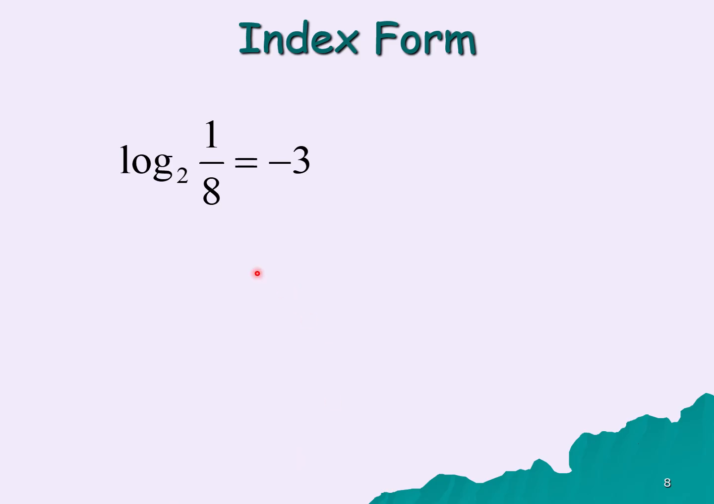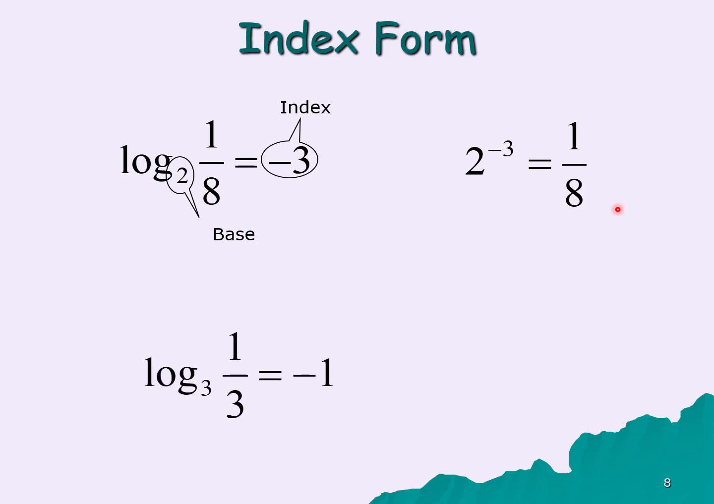In this case, the base is 2. So I'm going to rewrite this as 2 to the power of the index -3, and this will give us 1/8. Did you manage to get it right? I think so. It's easy, right? Let's look at the next example.